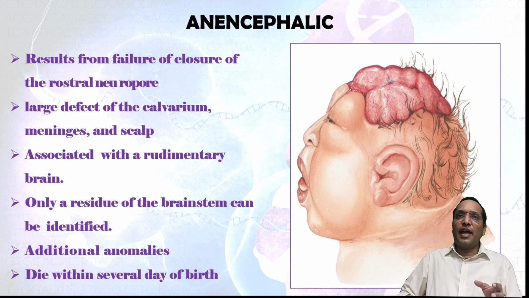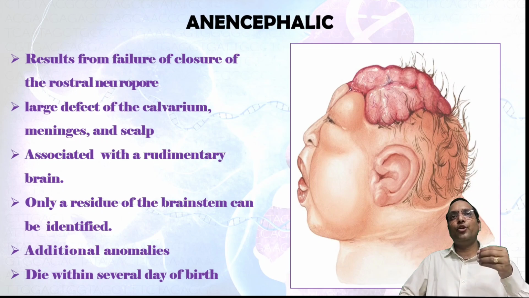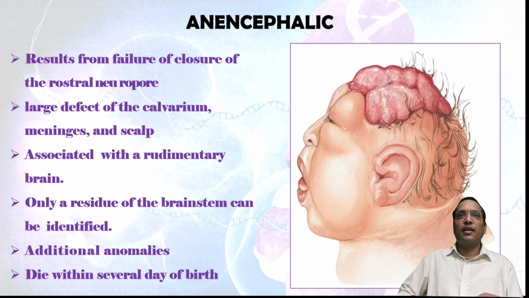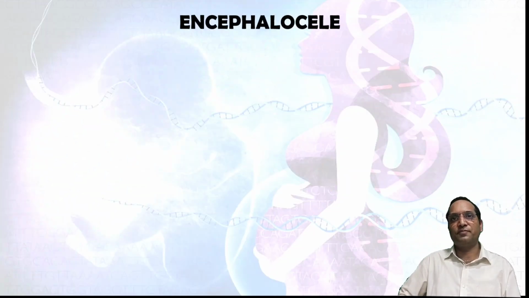Anencephaly. Anencephaly results from the failure of closure of the rostral neuropore, having a large defect of the calvarium, meninges and scalp, which is associated with a rudimentary brain, and only a residue of the brainstem can be identified. There may be some additional anomalies like cleft lip, cleft palate or renal anomalies, and the infant dies within several days or hours after birth.